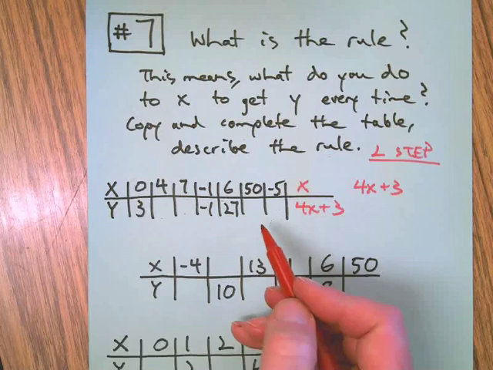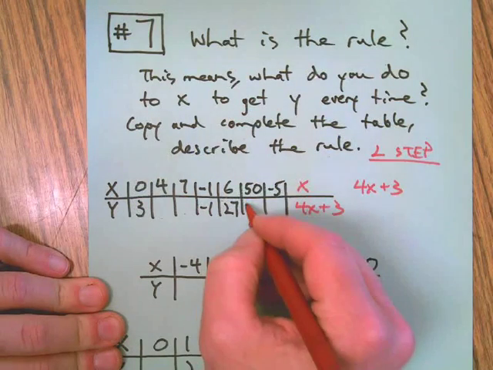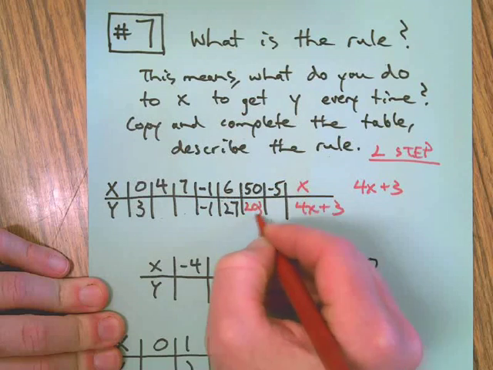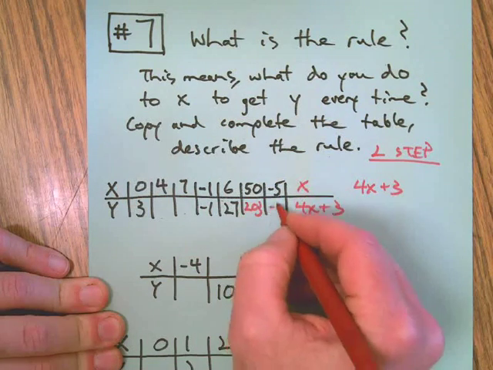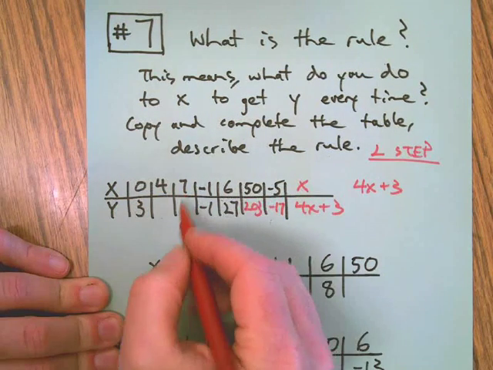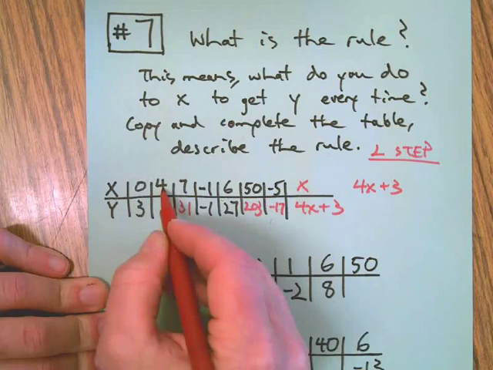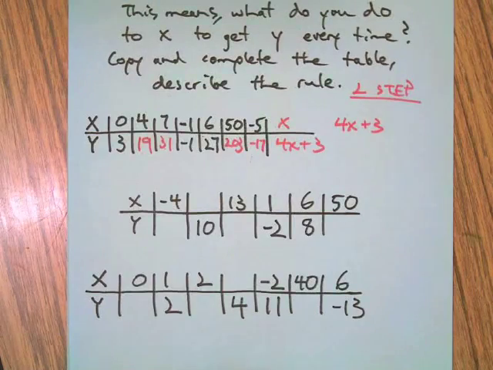Since it works for everything, I'm going to do it for all the rest of them. This would be 20 times 4, 20 plus 3 is negative 17. Times 4, 28 plus 3, 31. Times 4 is 16 plus 3 is 19. There's one. Next.